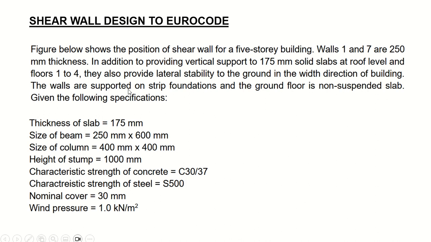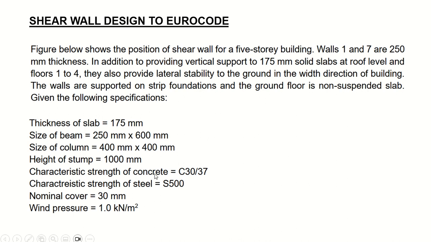The walls are supported on strip foundation. So these walls, or this building, is supported by a strip foundation at the ground, and the ground floor is a non-suspended slab. Given the following specification: the thickness of slab 175 mm, size of beam 250 mm in width and 600 mm in depth. Size of column, you have a square column 400 times 400 mm. Height of stump 1000 mm.